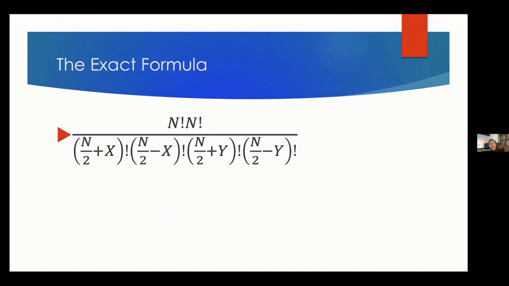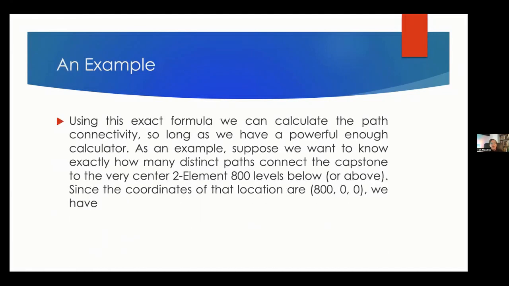Here's the exact formula. If I go up to level n, and I'm counting x and y from the center points, this is the exact formula. And I can actually plug that in and get numbers. So if I go up 800 levels and I look at the very center and calculate the path connectivity, I get this number, 3.5 times 10 to the 478, right? That's big numbers because of the combinatorics. But just remember that, 3 point something times 10 to the 478. So that's a dead center 800 levels up.